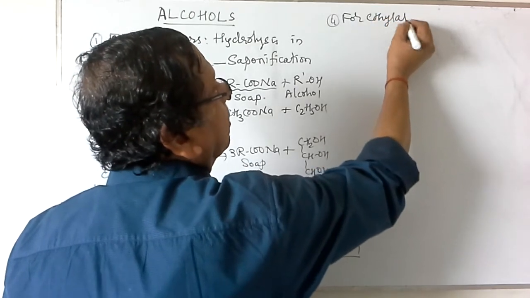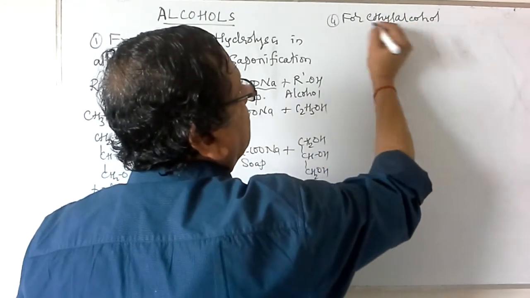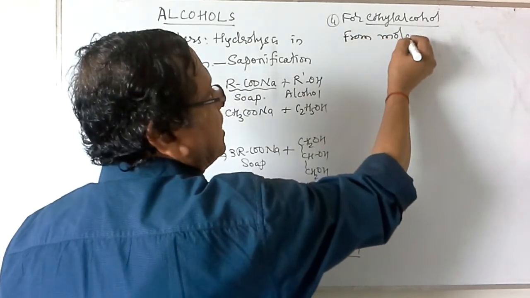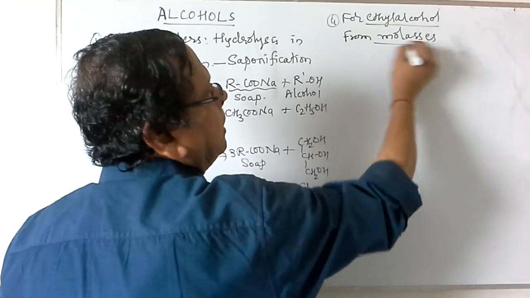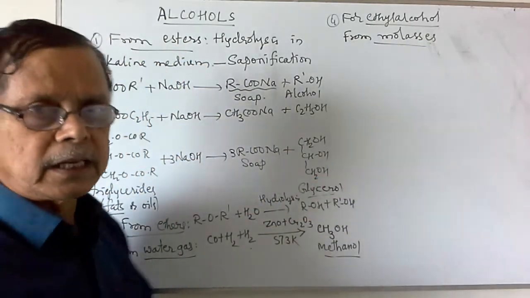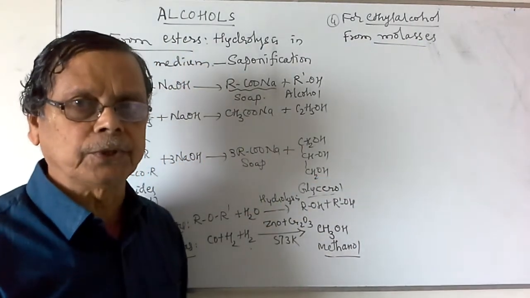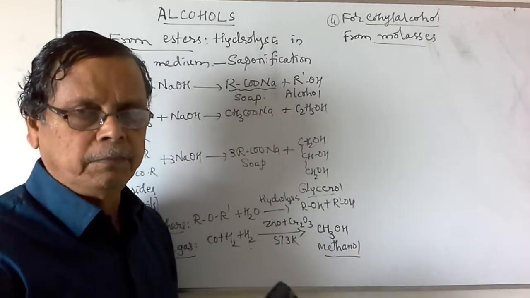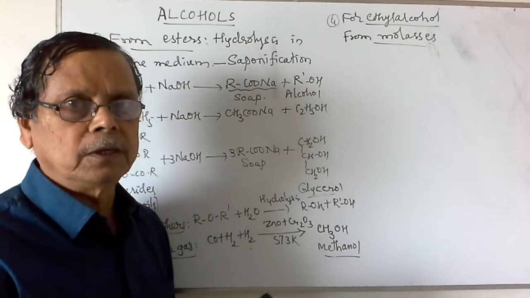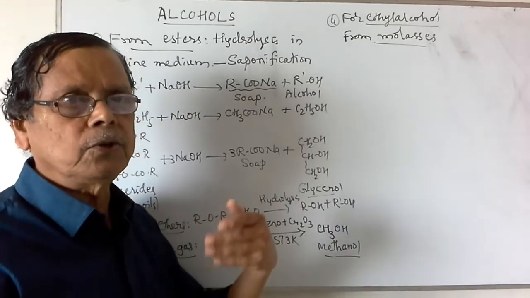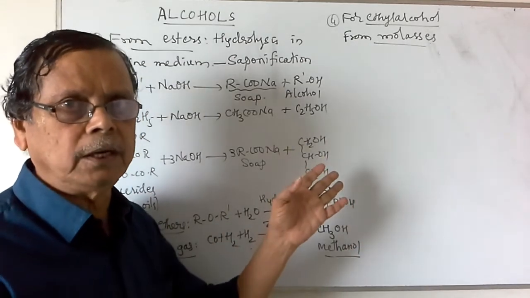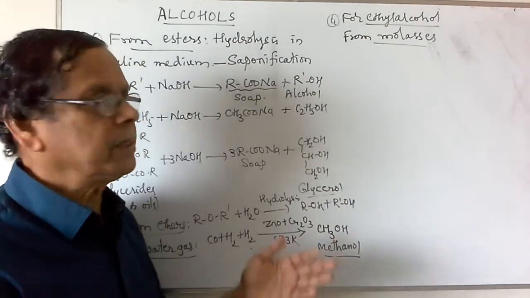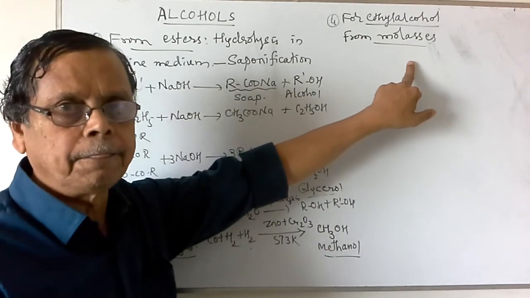Then the next method is particularly for ethyl alcohol. This is from molasses. Molasses is actually the mother liquor left behind after the crystallization of sugar from sugarcane juice. When sugarcane is subjected to milling, it gives rise to sugarcane juice. Sugarcane juice is subjected to crystallization for the sugar. Only 50% of the sugar is crystallized. The remaining 50% is present in this molasses.